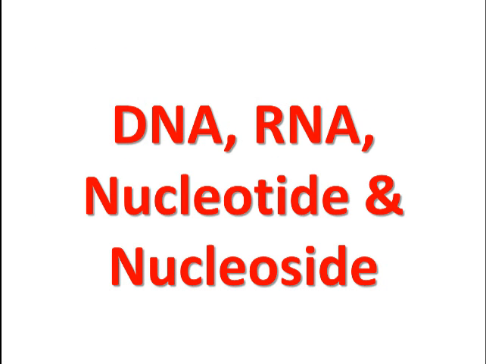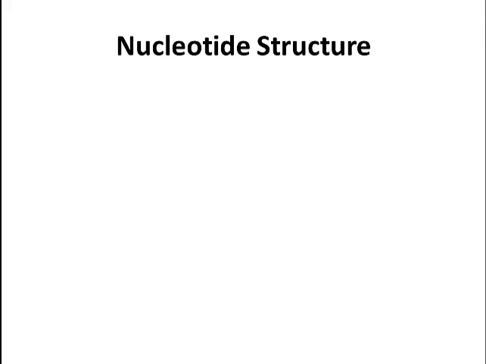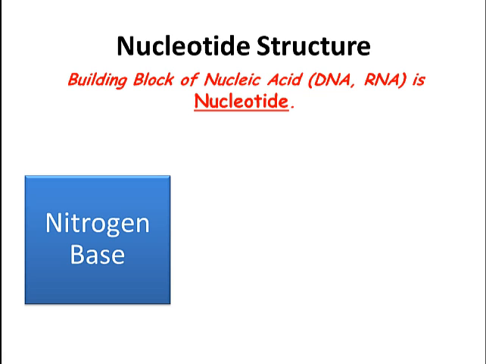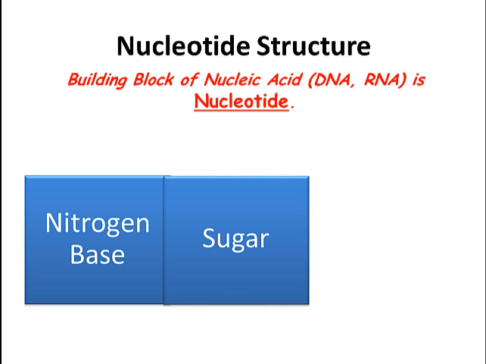Here we start talking about DNA, RNA, and their building blocks. The structure of nucleotides is an integral part of our discussion, since nucleotide is the building block of DNA as well as RNA. We have three main structures, which are our main concern here. First of all, nitrogen base, then sugar, and by sugar I mean pentose sugar. And the last part is the phosphate group.